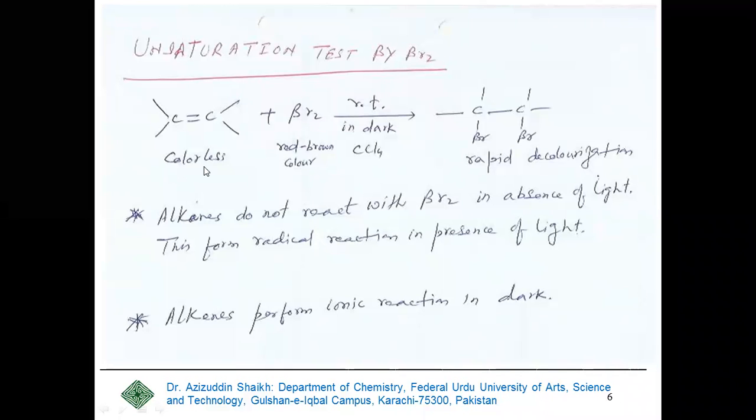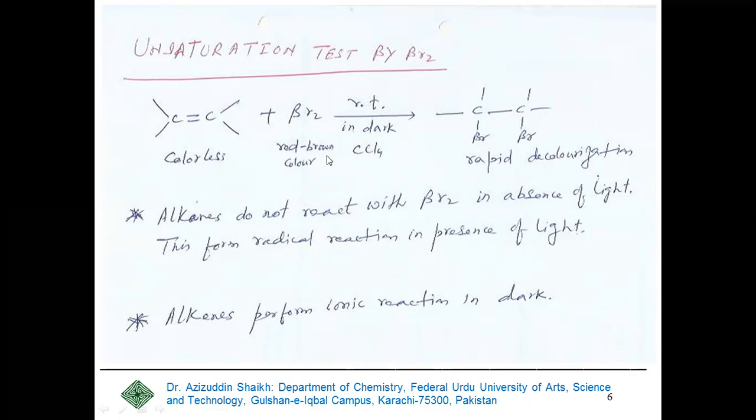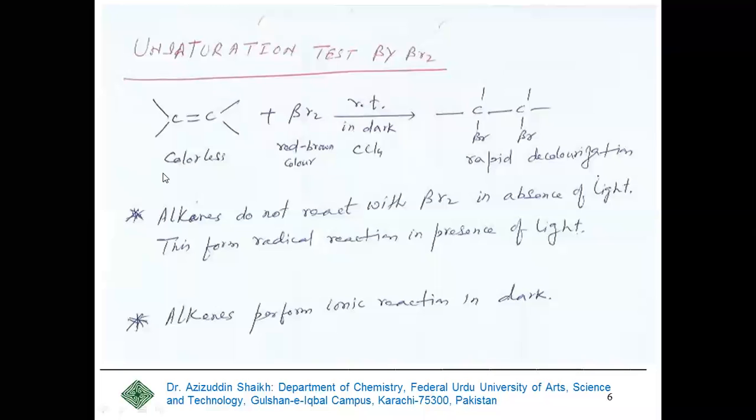You can determine the colorless alkene and the red-brown color of bromine at room temperature in the dark. In bromination, the vicinal dibromide is obtained, with rapid decolorization. This is another unsaturation test using bromine, by which you can check the unsaturation of an alkene.